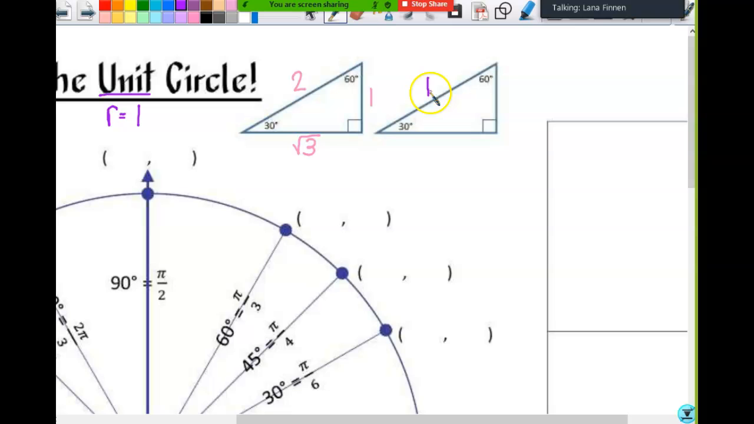So if the hypotenuse is 1, I divided by 2 to get there, so I'm going to have to divide each side by 2. That makes this one 1/2, and this one square root of 3 over 2. And then I'm going to put an X through that one. Any questions at all at this point? Okay.